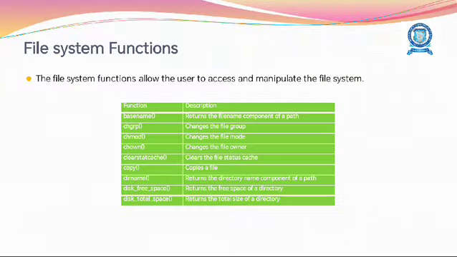File system functions. File system functions allow the user to access and manipulate the file system. The first one is basename, which returns the file name component of the path. The next one changes the file group, that is chgrp. The next one changes the file mode, the next changes the file owner, and clears the file status cache, copies a file, returns the directory name component of a path, returns the free space of a directory, returns the total size of a directory. For each and everything we have some set of file functions.